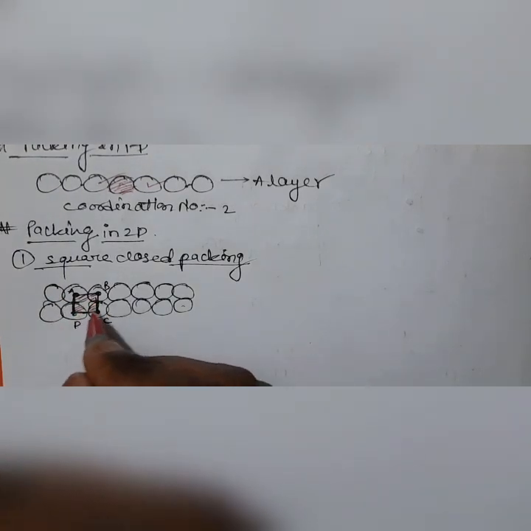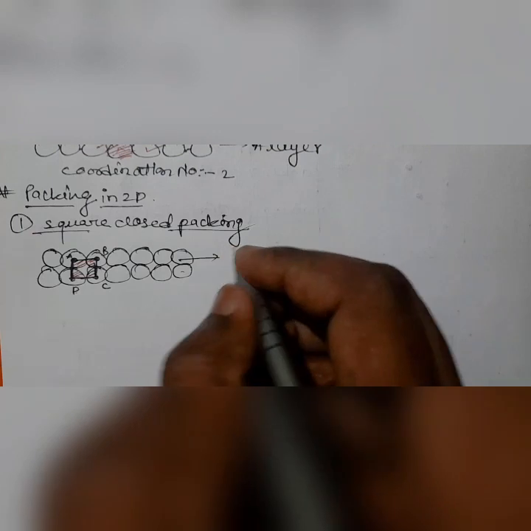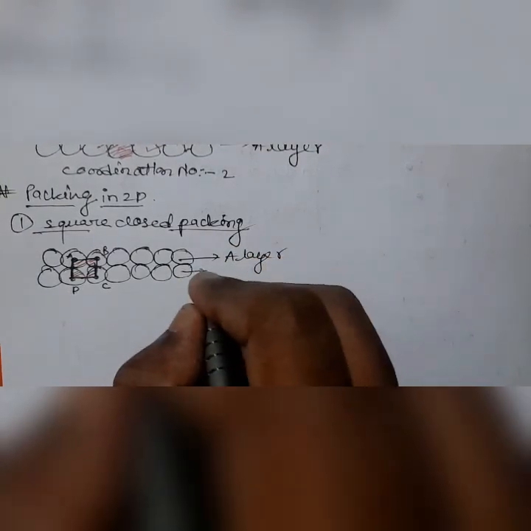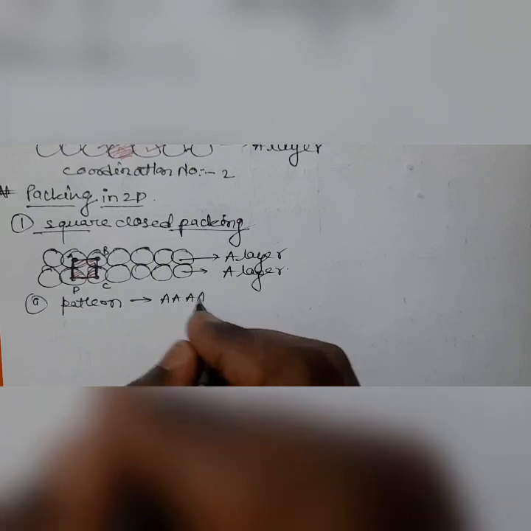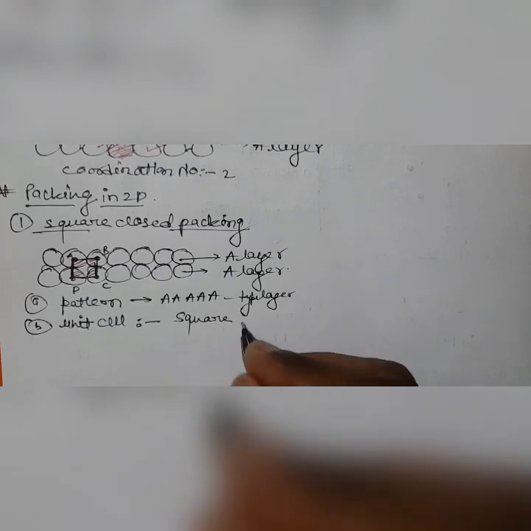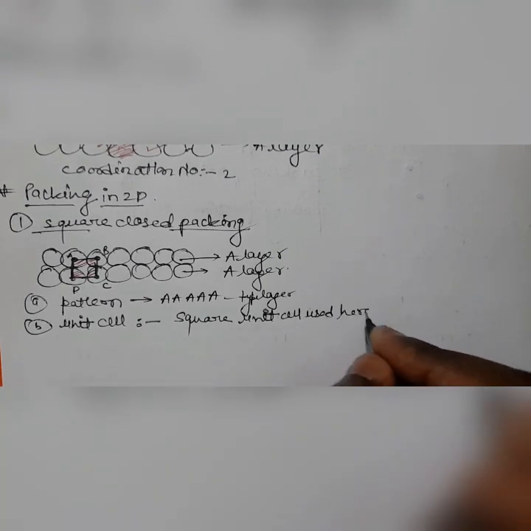First thing which is asked is what is the pattern used here. Actually this is a layer, and this is also a similar kind of layer. So which kind of layer pattern is used? The pattern used is an A type layer. Second question is which unit cell is used here. A square shape is formed, so a square unit cell is used here.